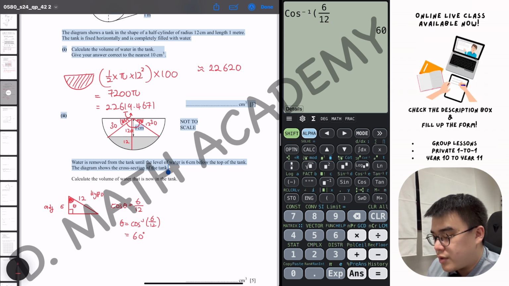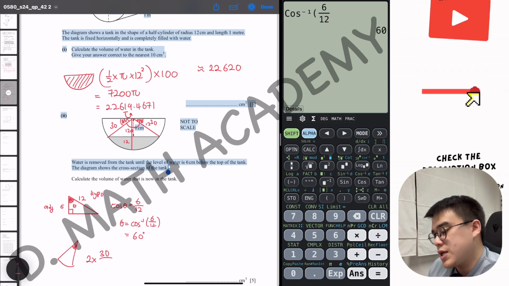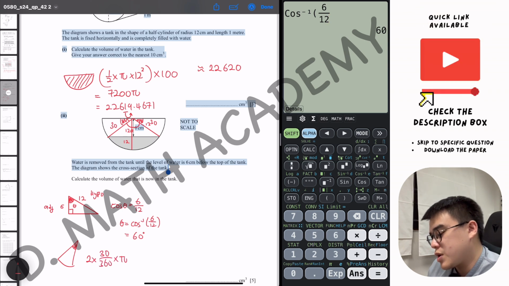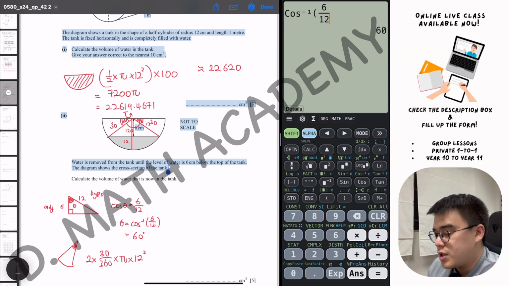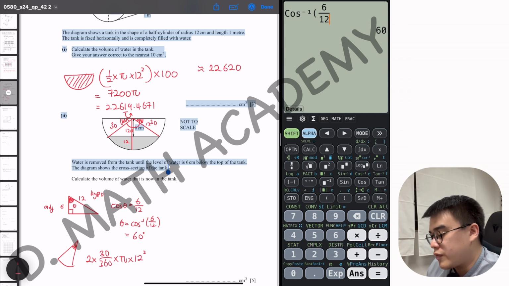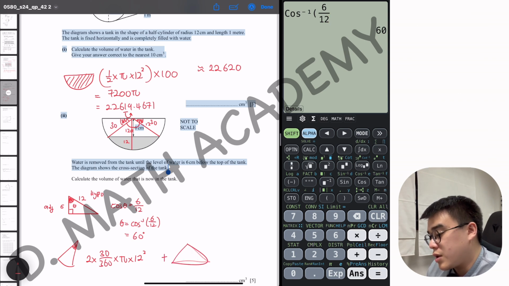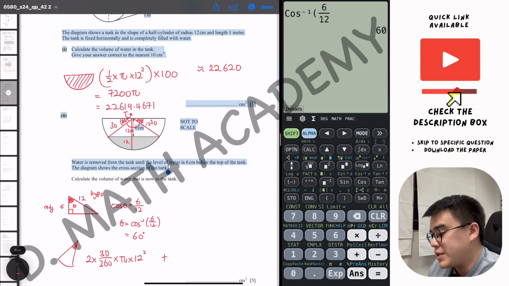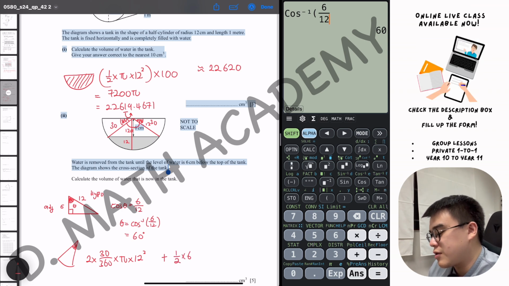So I'm going to find the area of this cross section first. I have 2 of it, so 2 times 30 over 360 times pi times r squared. R is 12, and then square it. And then I have 2 of this triangle here. The area of it will be half AB sine C. Half times 6 times 12 times sine 60 degrees.